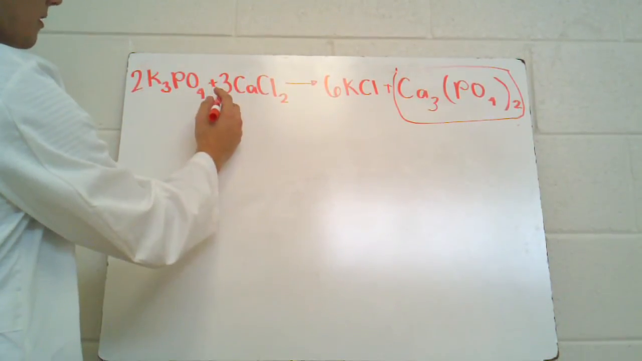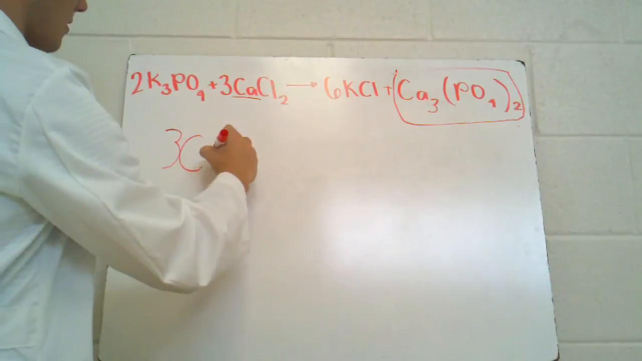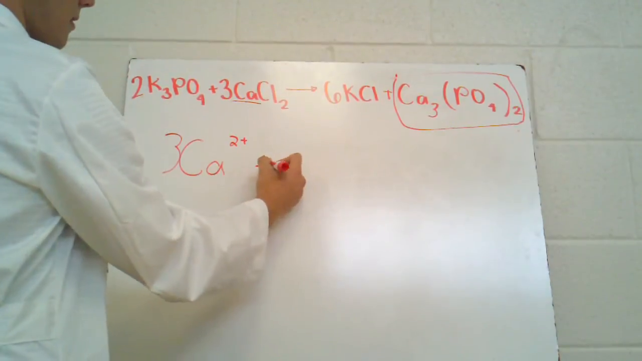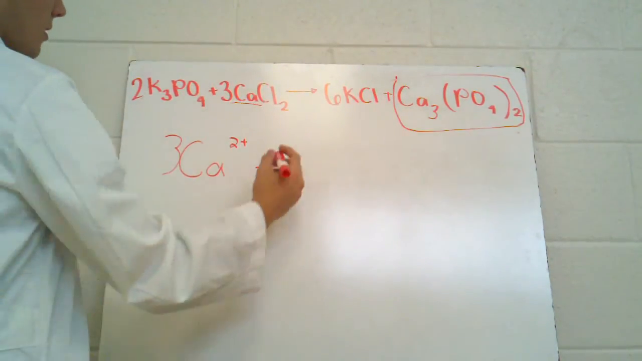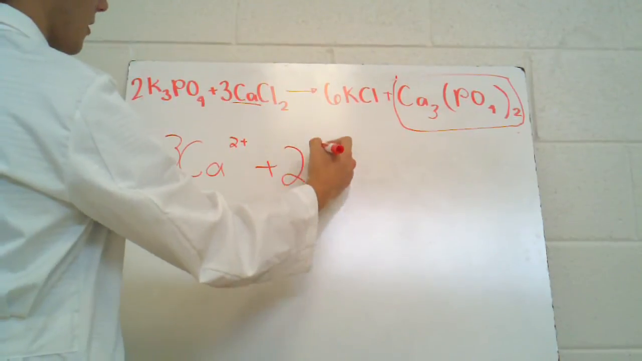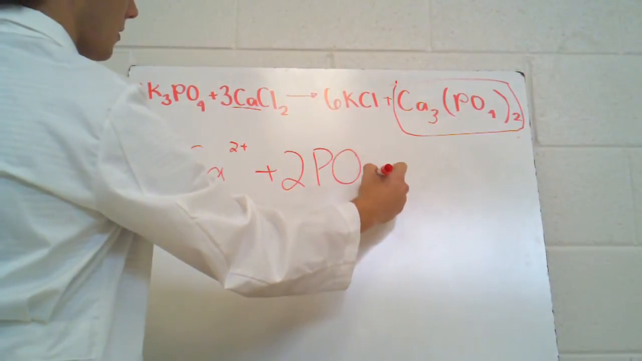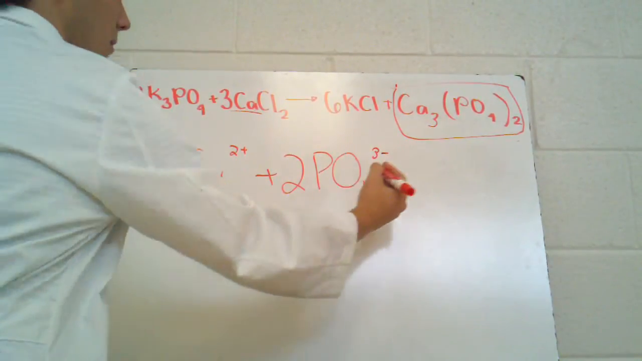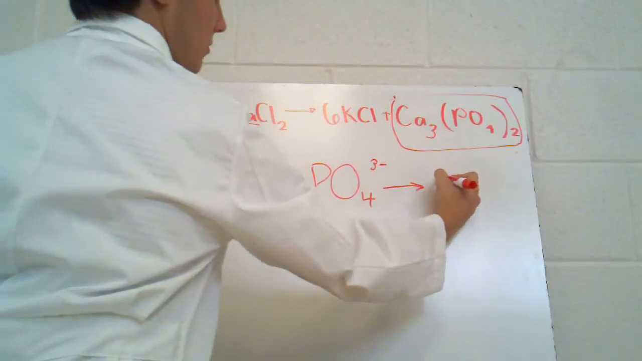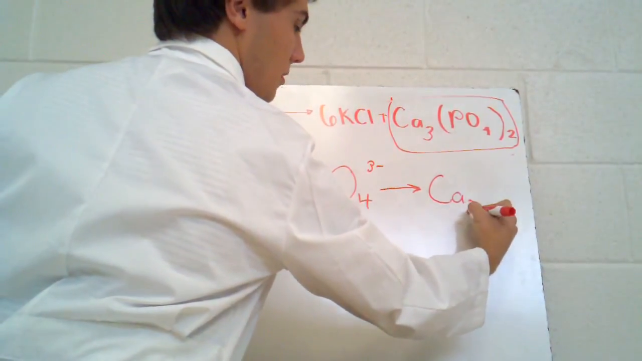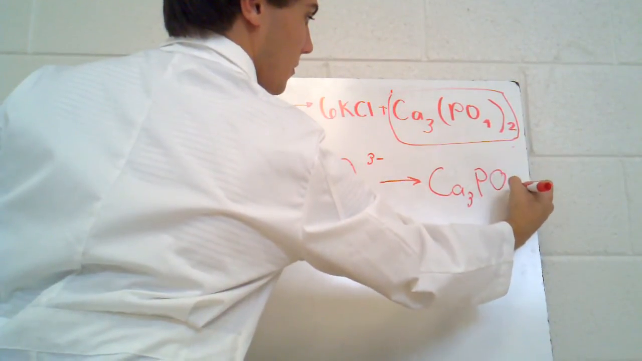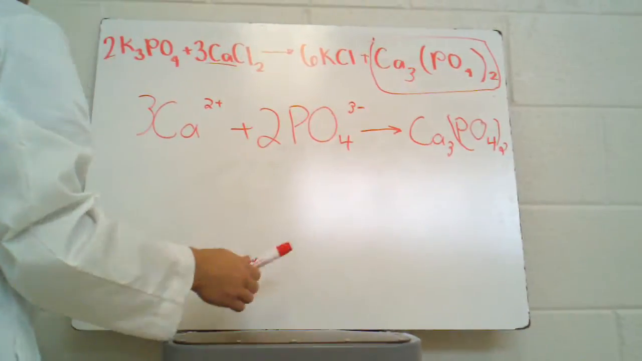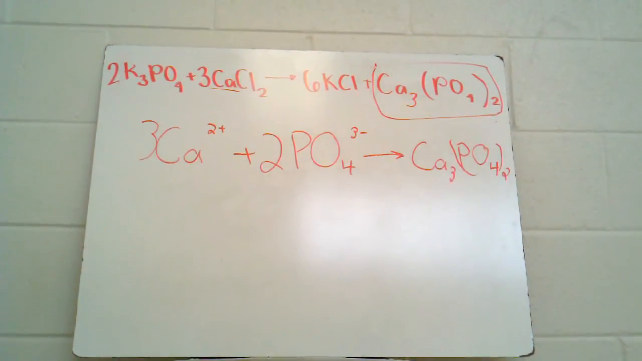So first we're going to write 3Ca and put the charge to it, which is 2 positive. Now we're going to take the anion and add that to it also. And the charge of this is 3 minus. When we react these to form Ca3PO4, and that's how you write a net ionic equation.